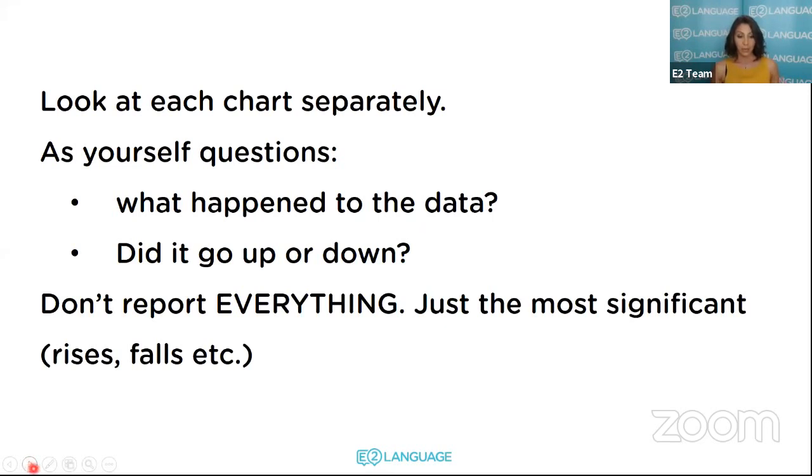So when you get this task, if you're given a task that has two parts, a pie chart and a line graph, look at each part separately. What does the first part show you? What happened to the data? And remember, don't report everything. It's not a description of every single number or every year. You're just choosing the most significant.